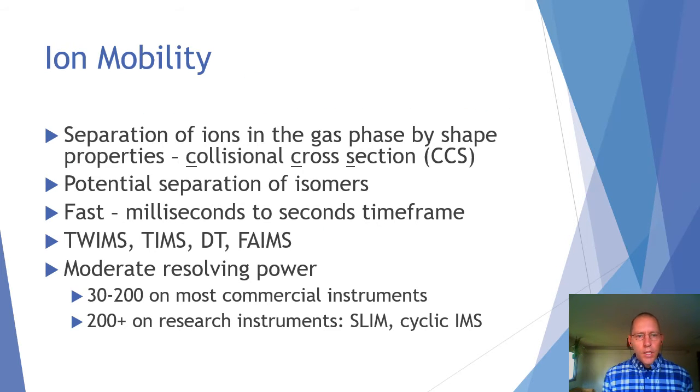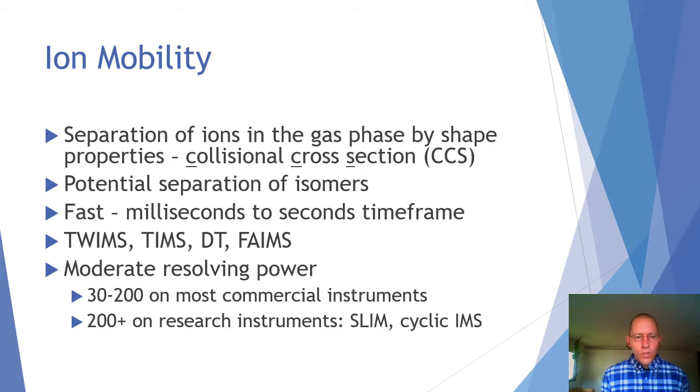Now, ion mobility, just as a brief overview to make sure we're all on the same page, is the separation of ions in the gas phase by shape properties. From ion mobility, we can frequently derive a collisional cross-sectional area of an ion as it moves through the gas phase. And what this offers is the potential separation of isomers. Now, this is a fast separation on the milliseconds to seconds time frame.